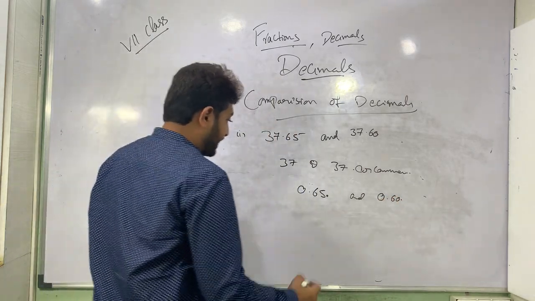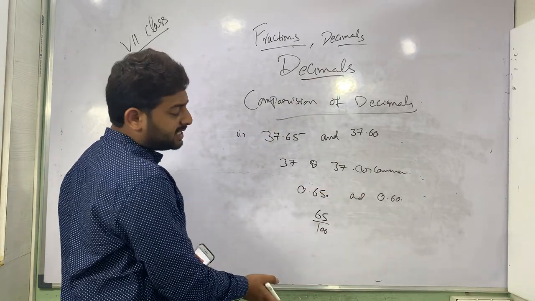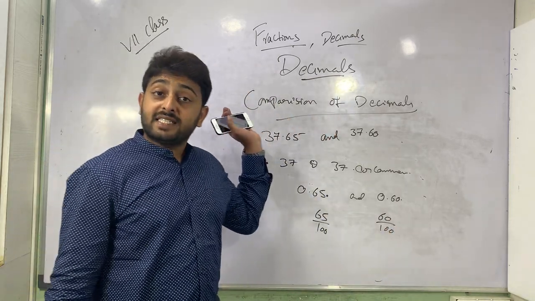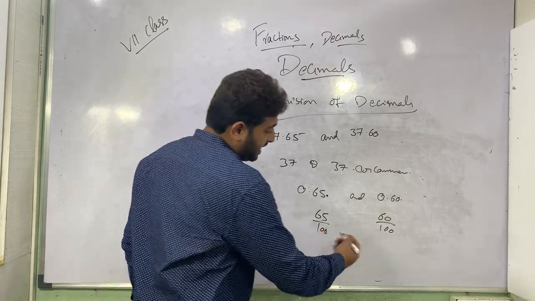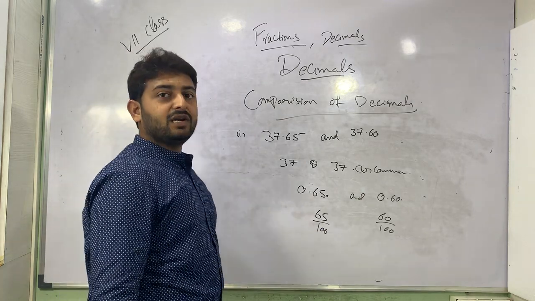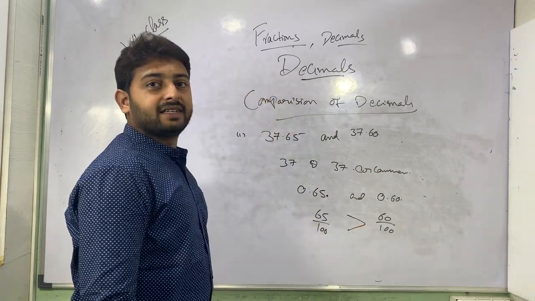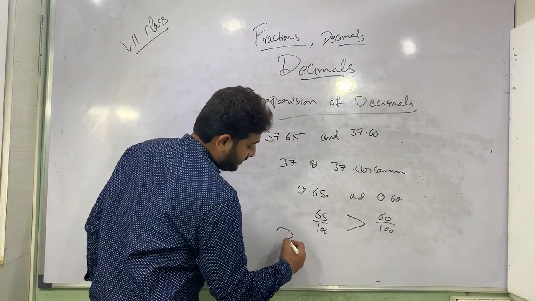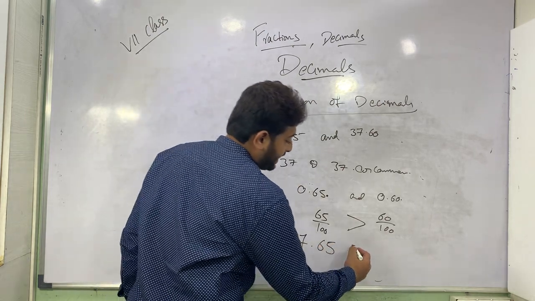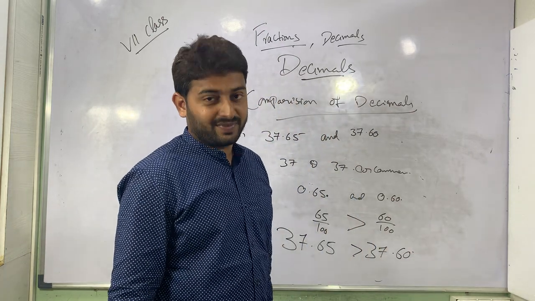Now this can also be written as 65 by 100, because 0.65 can be written as 65 by 100, and 60 by 100. Now you take fractions as an example. You know, when you compare fractions, the denominators must be equal and the numerators can be compared. Is 65 greater than 60 or 60 greater than 65? It's simply 65 is greater than 60, right? So clearly you can say that 37.65 is greater than 37.60. The easiest way possible, right?